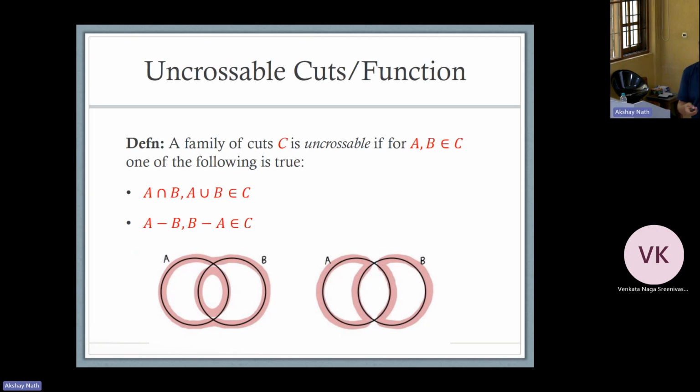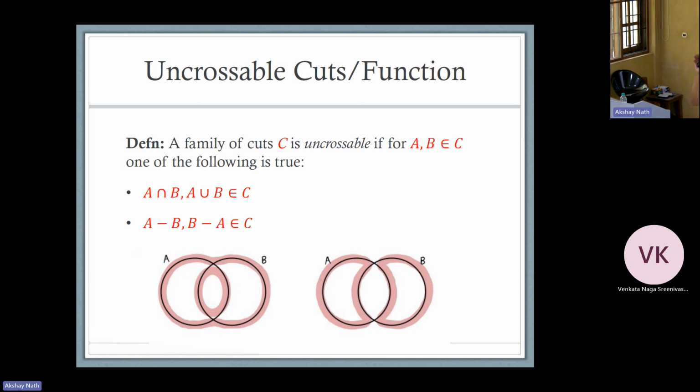Let me define what uncrossable means. A family of cuts is said to be uncrossable, or sometimes called skew supermodular in the more general setting, if A and B are two deficient cuts, then one of the following has to be true: A intersection B and A union B are both deficient, or A minus B and B minus A are both deficient. This is the definition of an uncrossable family of cuts.